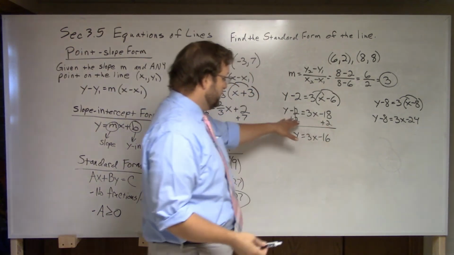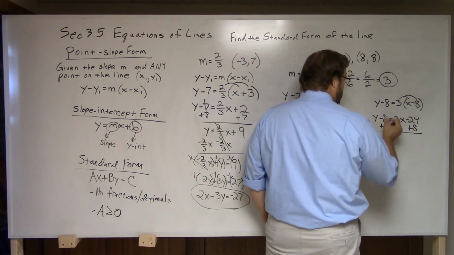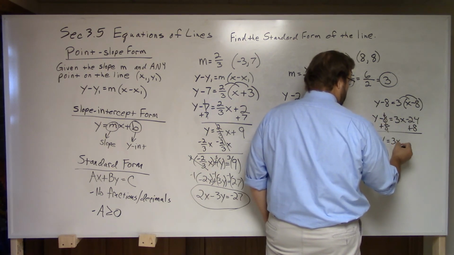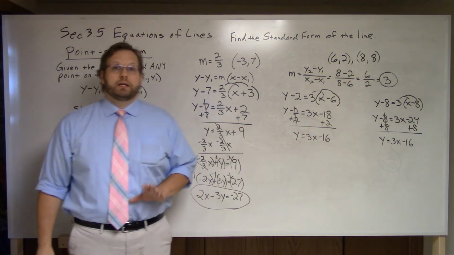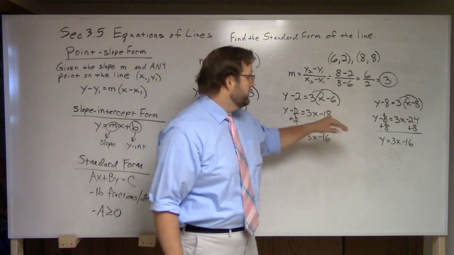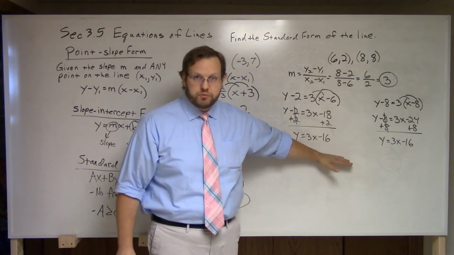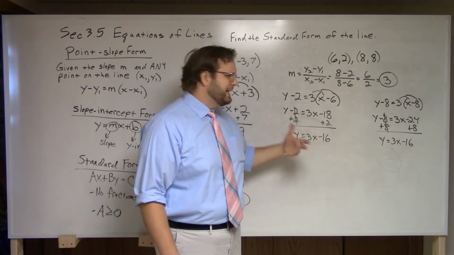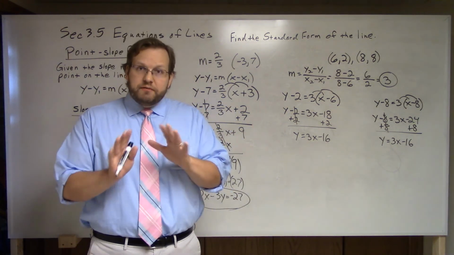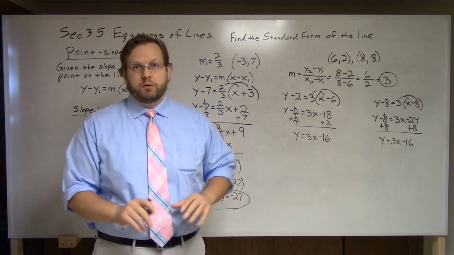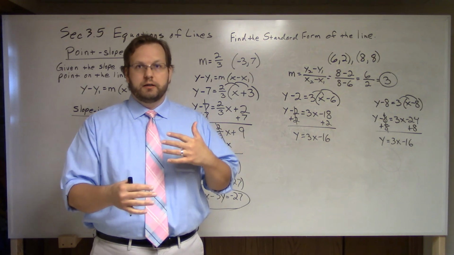It's different than what we had over here, but when I do this, we have exactly the same thing. Again, you do not need to use both. I just wanted to show you that whether you use the 6 2 or the 8 8, you're going to get the same result eventually. So don't think, well, I got a different answer, I must have used a different point. If you have a different slope intercept or a different standard form, something went wrong.